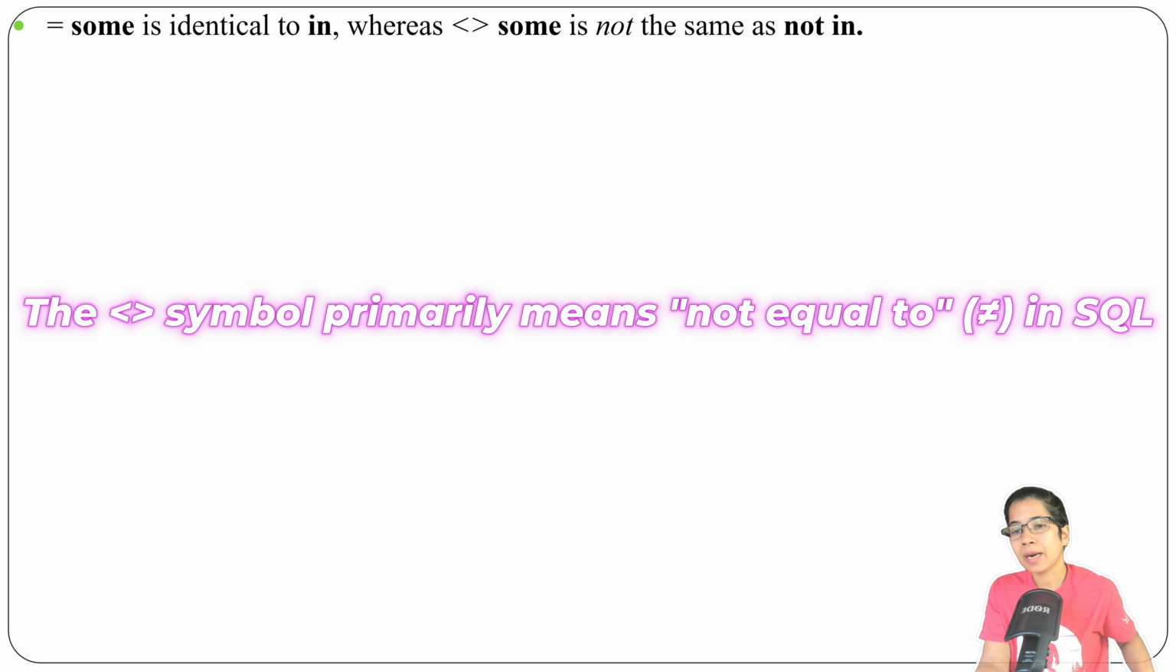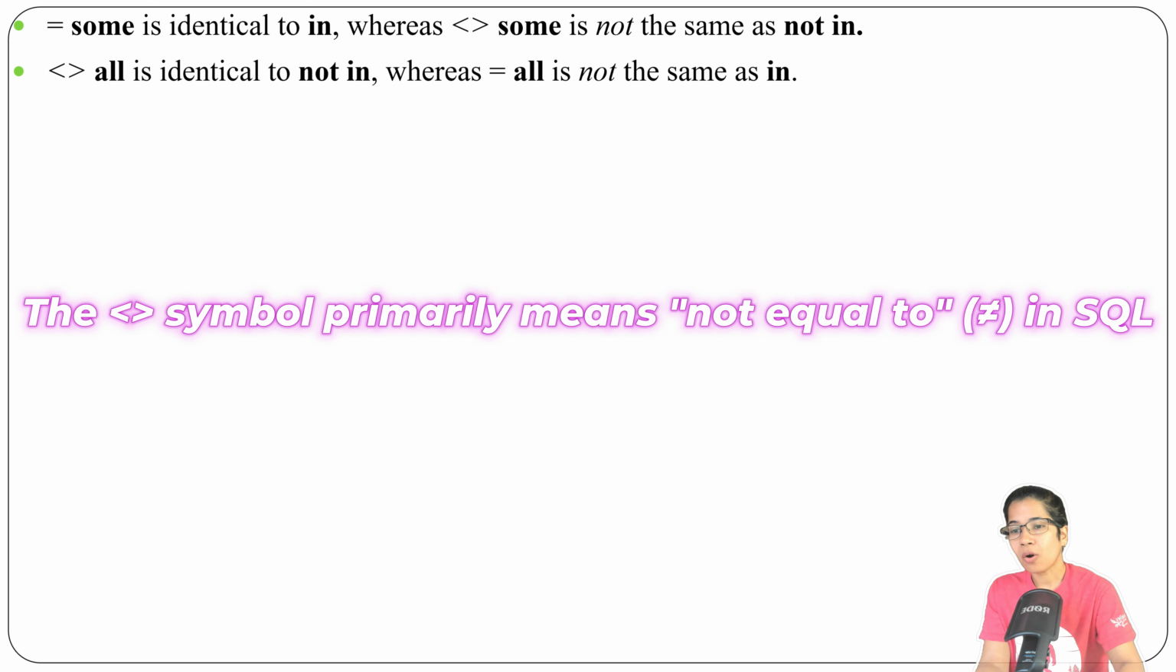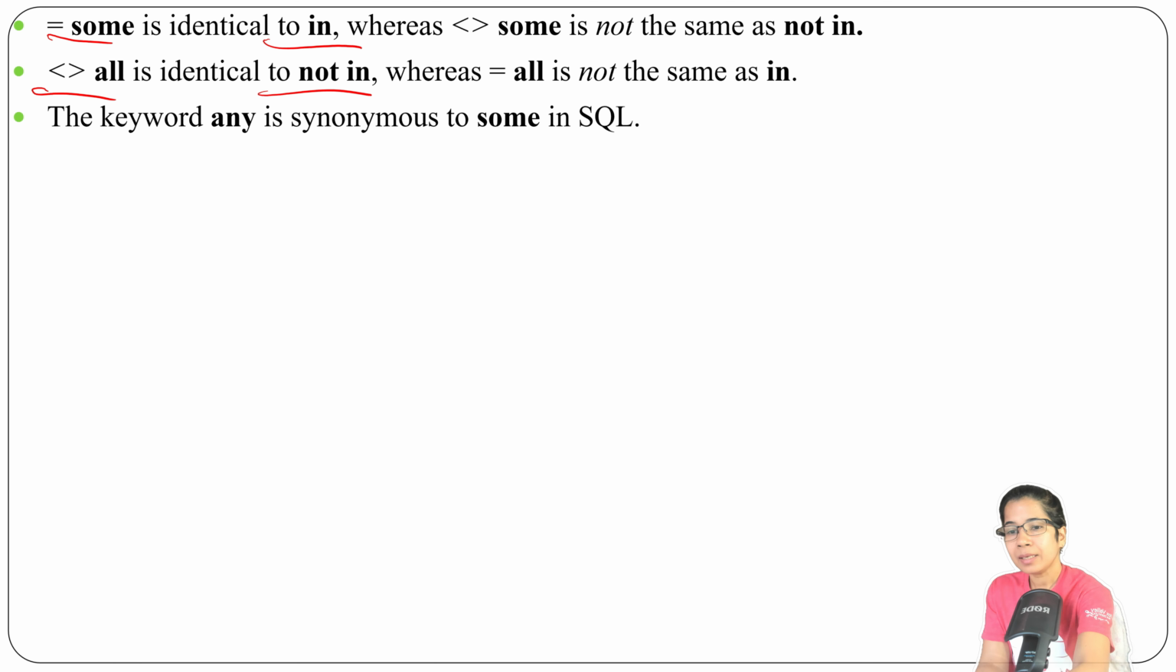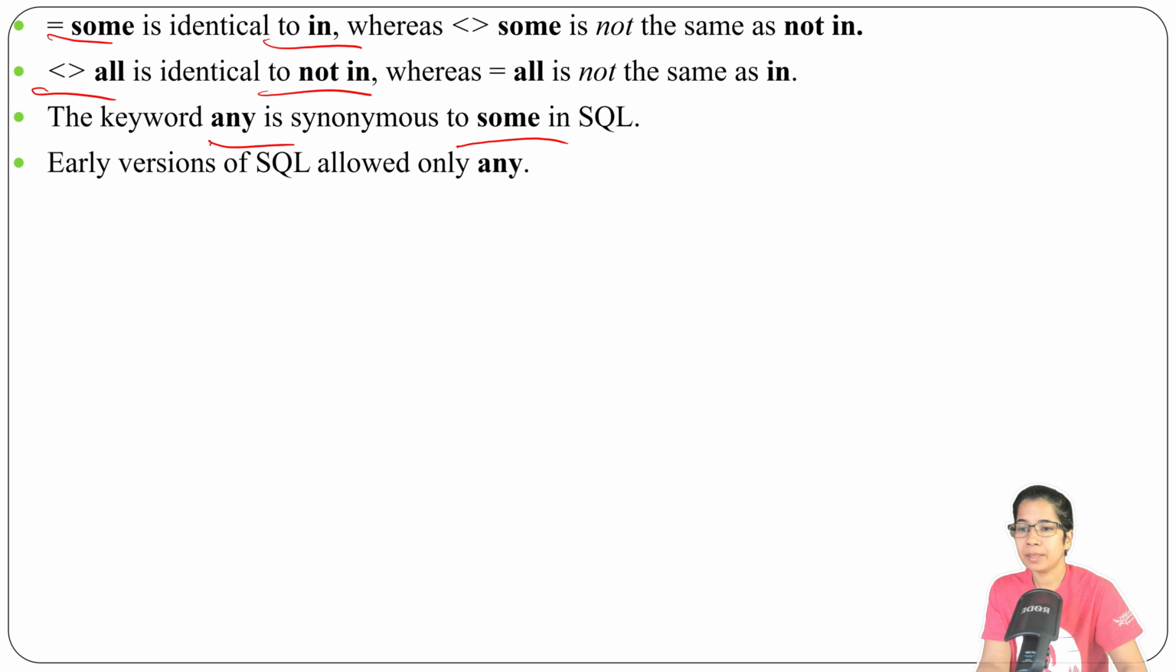Equal some is identical to in, whereas less than greater than some is not the same as not in. Okay, understand the difference. Less than greater than all is identical to not in, but equal all is not the same as in. So equal some is the same as in, and less than greater than all is the same as not in. And any is similar to some. In place of some you can also write any. Earlier versions of SQL use any, but later versions use some and all.